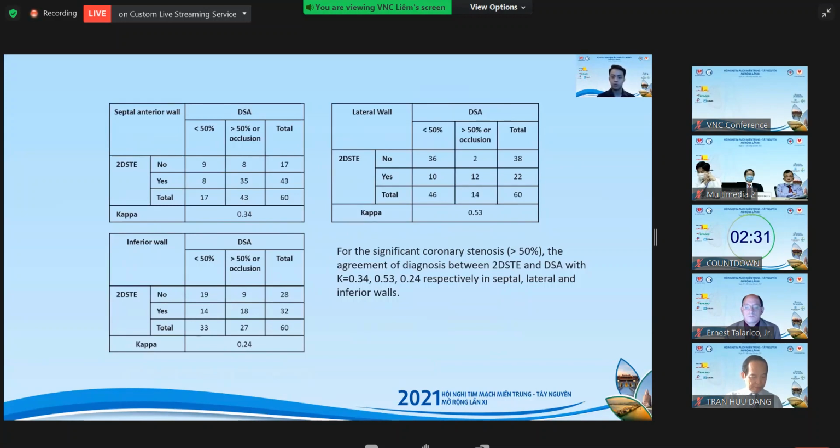These tables compare the wall motion abnormalities on 2D STE and the coronary artery lesions. For the significant coronary stenosis, the agreement of diagnosis between 2D STE and DSA with kappa equal to 0.34, 0.53, and 0.24 respectively in septal, lateral, and inferior walls.